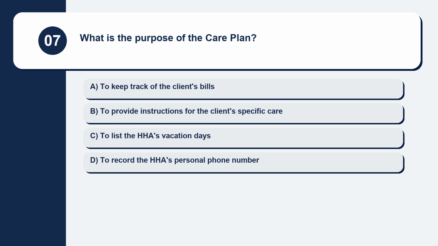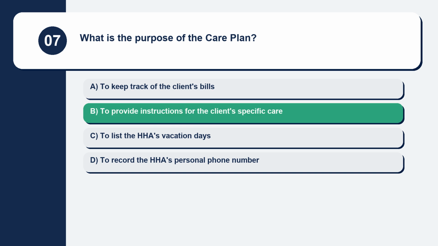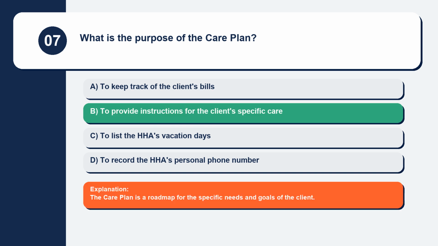Question 7. What is the purpose of the care plan? To keep track of the client's bills. To provide instructions for the client's specific care. To list the HHA's vacation days. To record the HHA's personal phone number. The care plan is a roadmap for the specific needs and goals of the client.